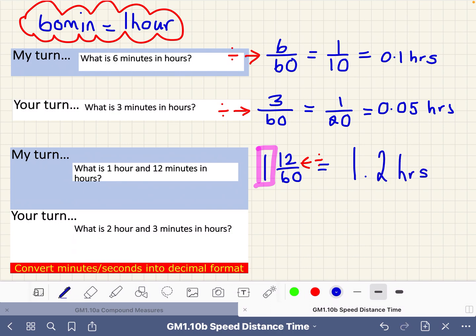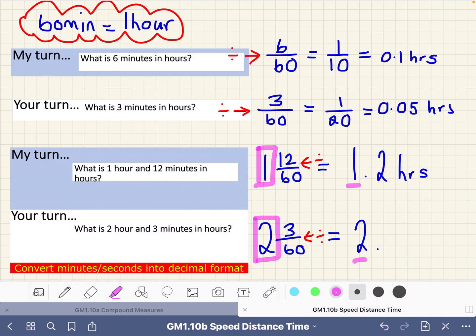Press pause while you try the next question. So the 2 would be our big number for the 2 hours, and we have 3 out of 60 minutes. We know that this line means divide, and the 2 would be at the front of our decimal place. 3 divided by 60 on a calculator would give us 0.05, and that is hours.